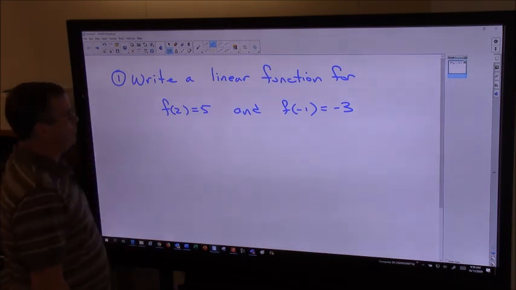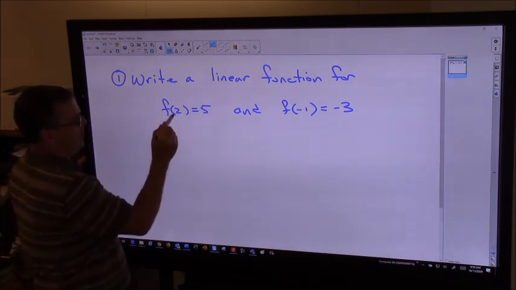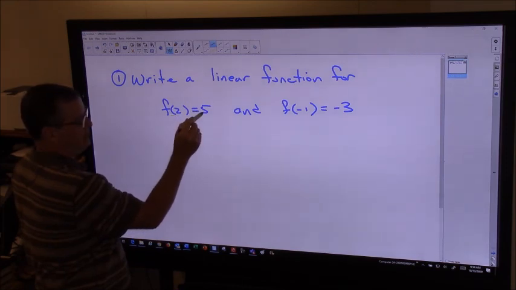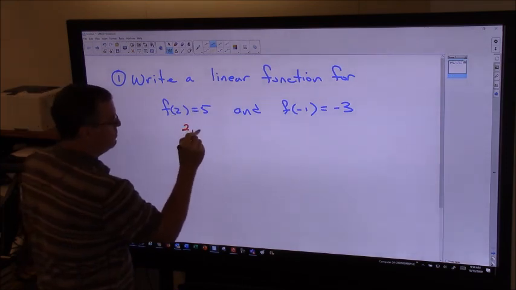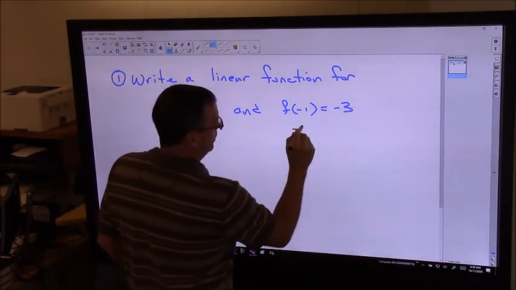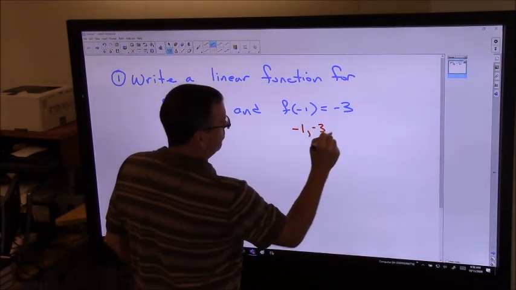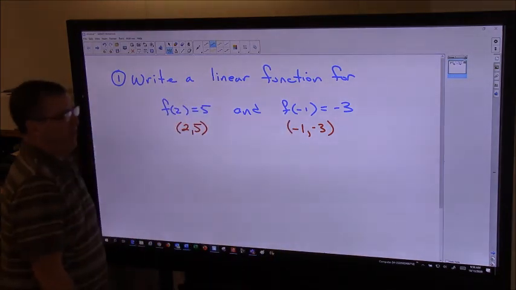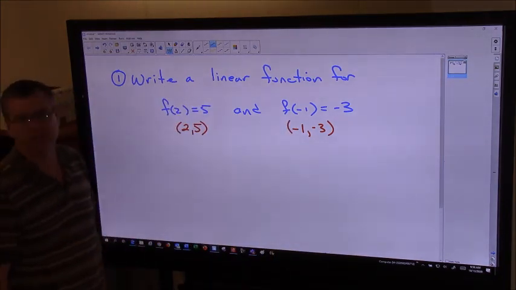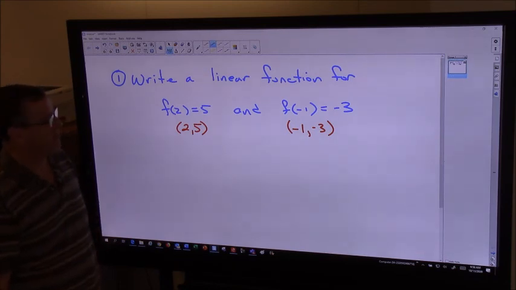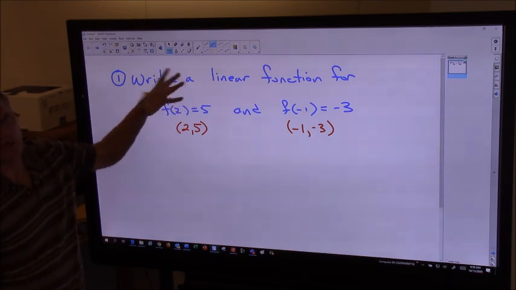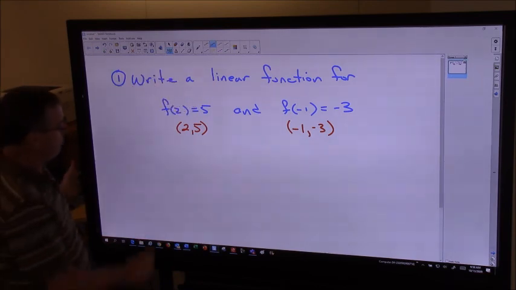All right, so we've said this before, that this is an x value that's getting plugged in. This is the y value that you get back. So really this is just 2 comma 5. And this point over here is negative 1 comma negative 3. Well, if I have 2 points, I should be good to go on this. I mean, this should be easy for me. I just said a second ago, I need a slope and a point. Got my points. Now I just need a slope.